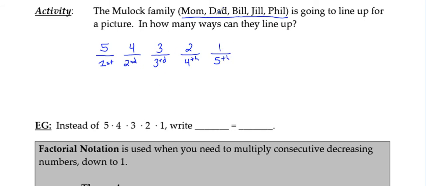Lastly, is this an and or an or? Well, first person and second and third and fourth and fifth person are going to line up. So that leaves a total of 120 ways to line up.